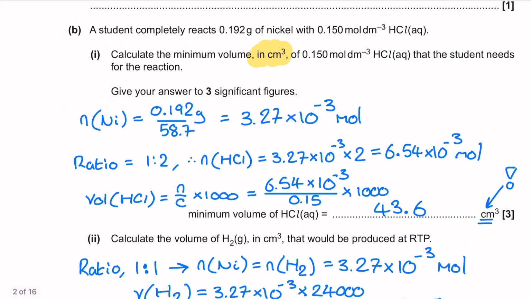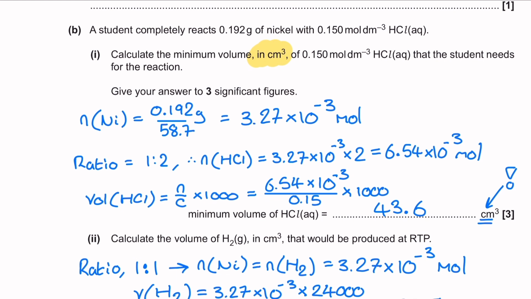Moving on to part B. A student completely reacts 0.192 grams of nickel with 0.150 mole of HCl. So they are reacting completely with each other. Calculate the minimum volume in centimeters cubed of 0.150 mole per decimeter cubed HCl that the student needs for the reaction. Give your answer to 3 significant figures.